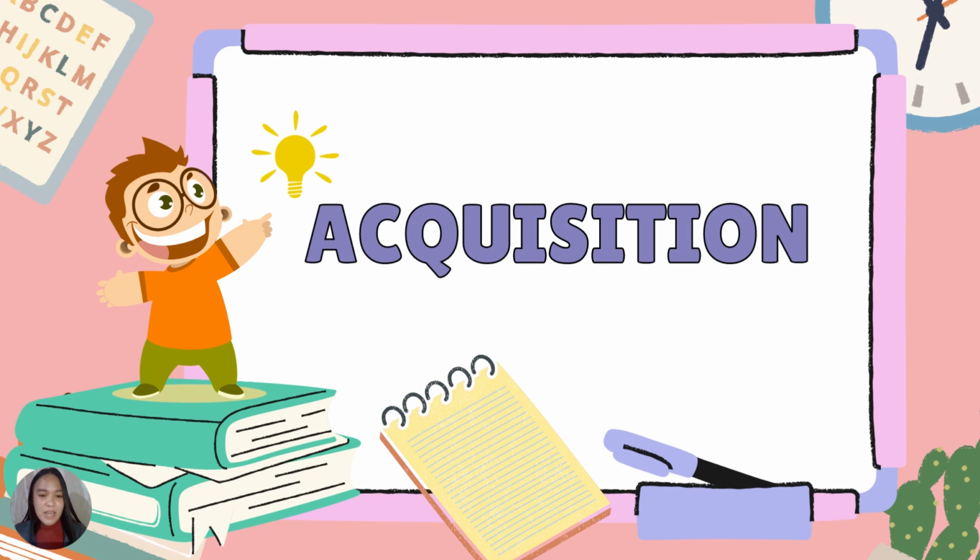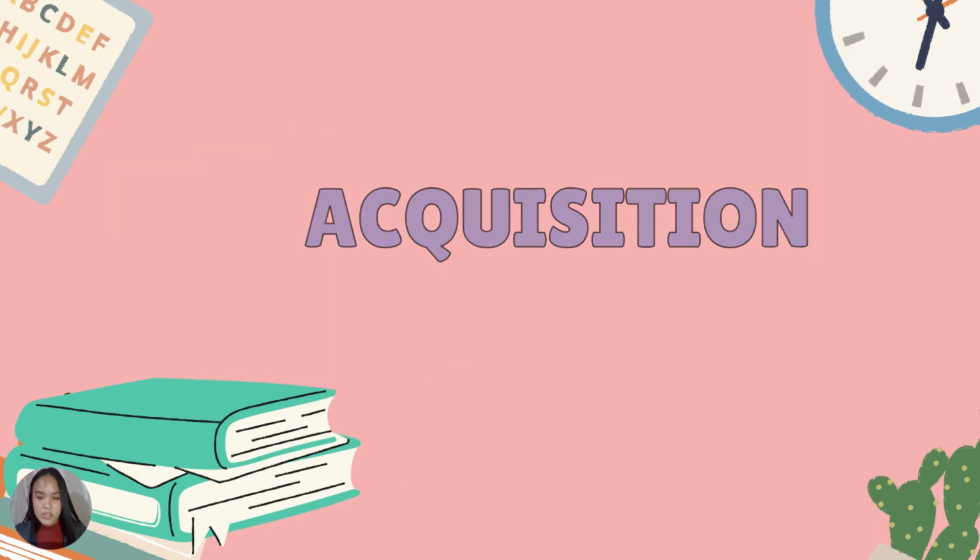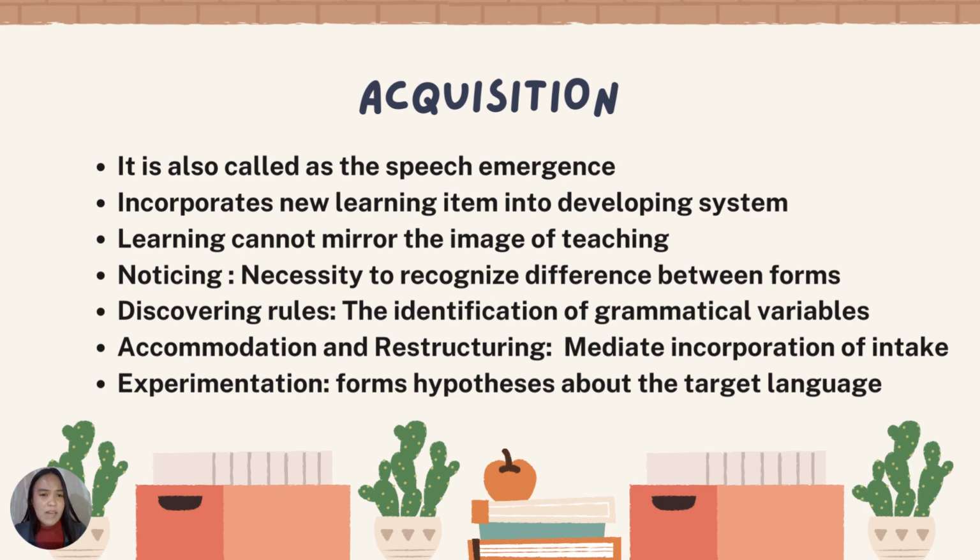Next, we have the third one, which is acquisition. Here, acquisition is also known as speech emergence. The learners tend to have a good comprehension of the inputs or the data in the first stage. Since they already understand what the input means, acquisition pertains to something that starts the learners on knowing how to speak, or having this speech emergence.